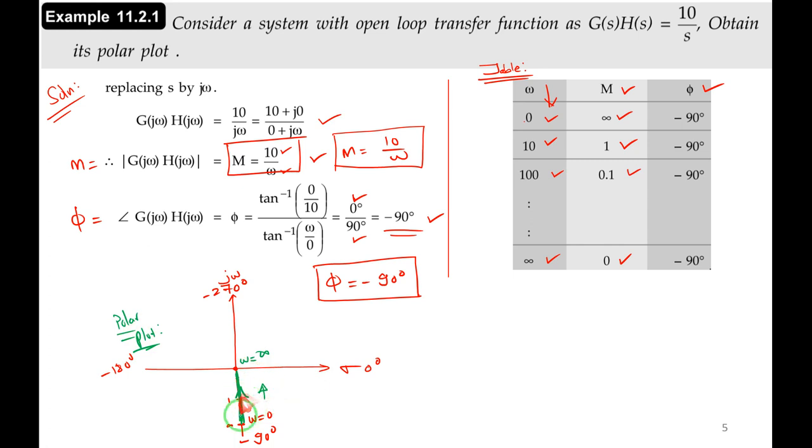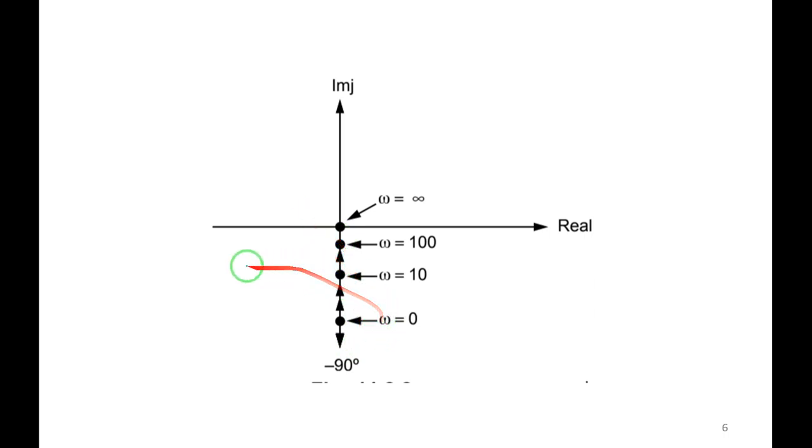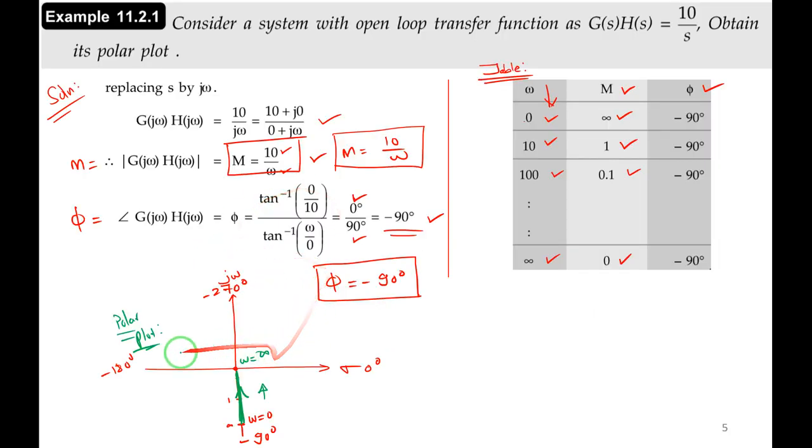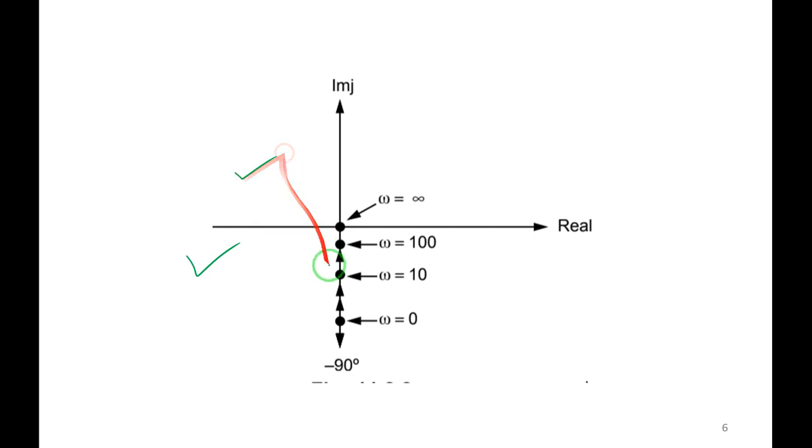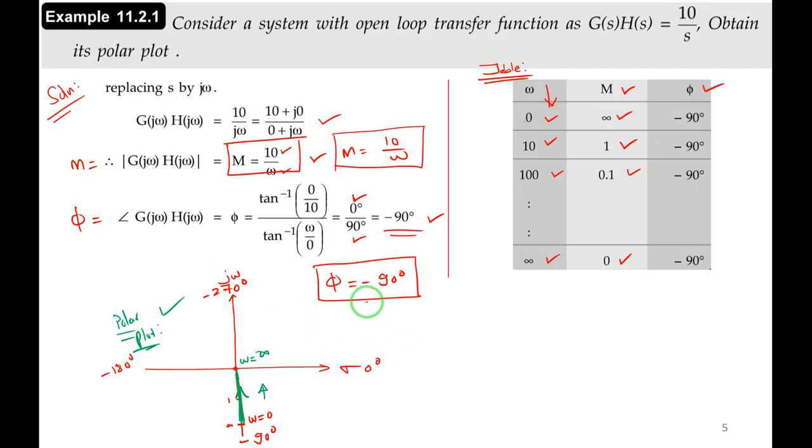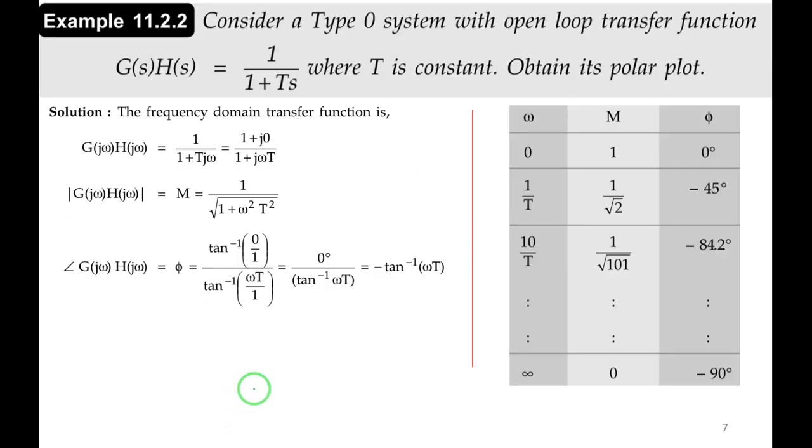Is it correct? Okay, I understood. The same thing has been shown here, right? I have drawn the same here. If any doubts, you ask, or else I will proceed with the next numerical. This is the polar plot for G of s into H of s equal to 10 by s. Next, we'll go to the next numerical.